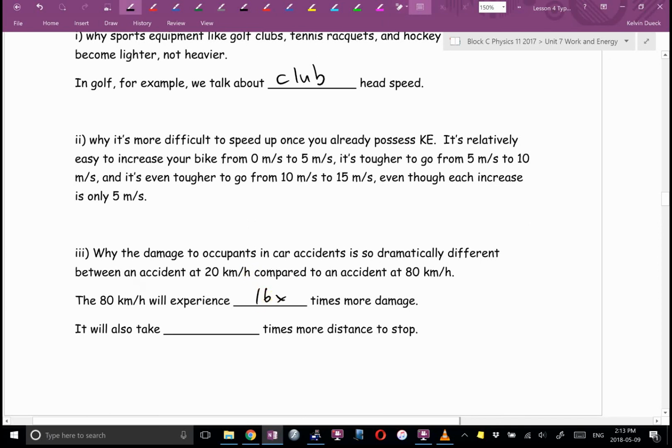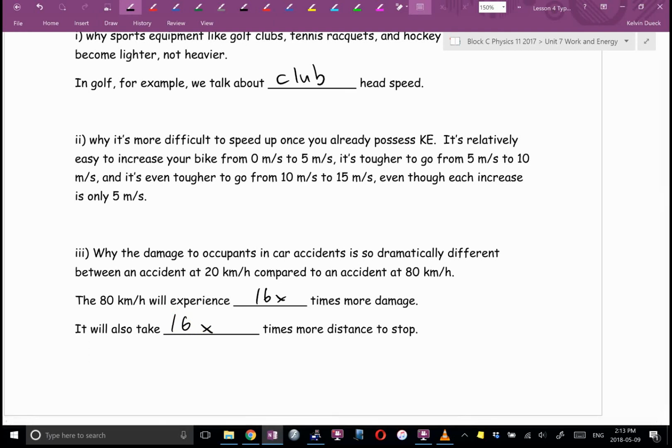Not 4 times more damage because of that squared, 16 times more damage. Oh, and since work is also still force times distance, if you're going 4 times faster, it's going to take you 16 times longer to stop, further to stop. And that's one that many drivers don't realize.